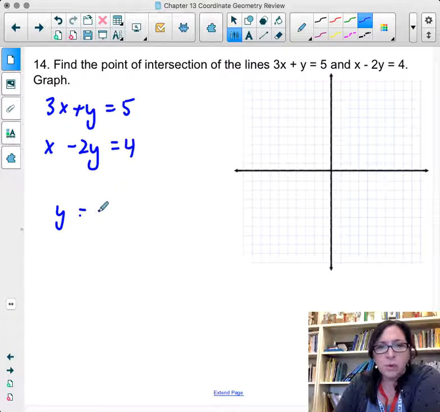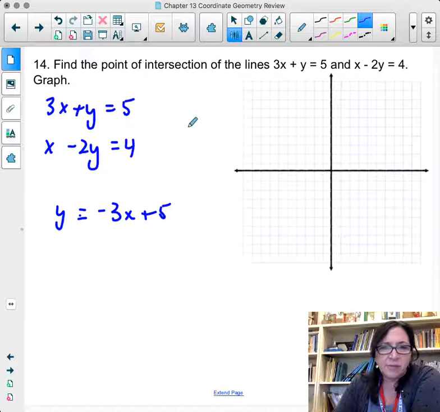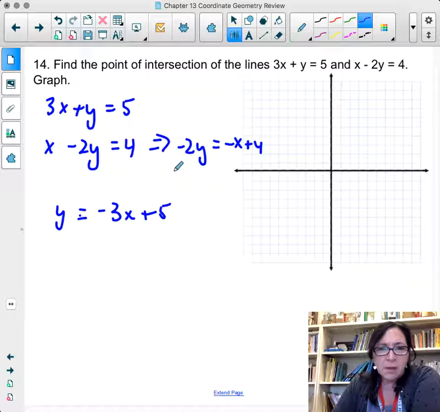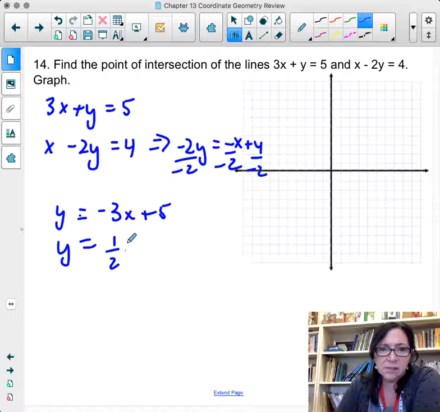So I'm going to get y is equal to -3x plus 5. And now this one is going to have a little bit of work. So we're going to go -2y equals -x plus 4. I'm going to divide everything by -2. And I'm going to get y is equal to 1/2 x plus dividing by -2, so that's -2.